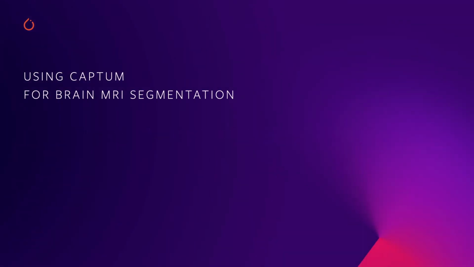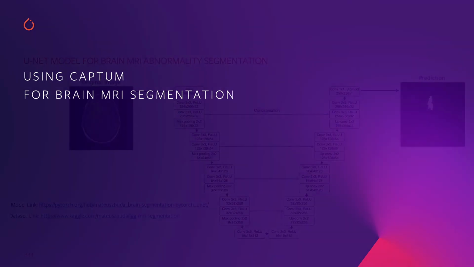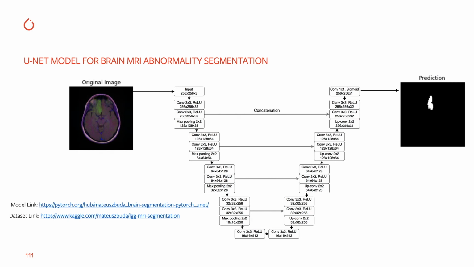Now let's look into a case study for brain MRI segmentation and use the Captum library to identify important pixels in predicting abnormalities on an MRI scan. A brief description about the model and the dataset. The model architecture used for this case study is UNet. The model was trained on an MRI segmentation dataset, which also has FLAIR abnormality segmentation masks available.